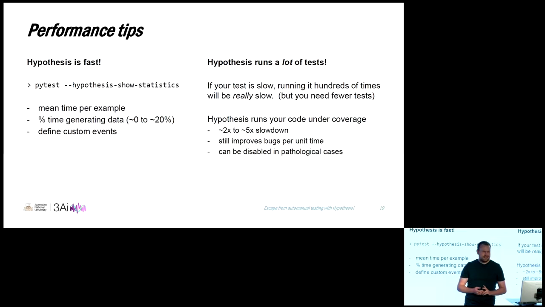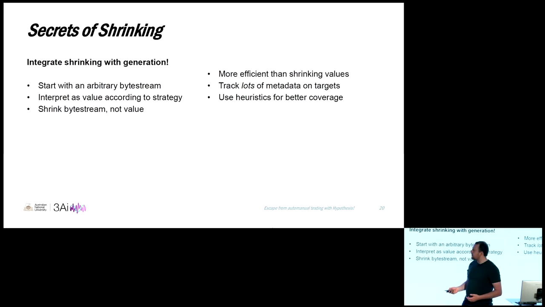Performance. Performance is a constant issue for these kinds of tests. And I'll say Hypothesis is fast. There's a statistics option. You can check how long it took to run your tests, to generate data for your tests, compare those, see the hotspots. And typically, somewhere between 0 and 20% of the time will be spent generating data to feed into the test. However, Hypothesis will run your test at least 100 times. If your test is slow, running it 100 times will not be faster. If your test is fast, running it under branch coverage, which Hypothesis does so it can tell when it's exploring new parts of the space, can also be slow. If it's pathologically slow, you can disable the coverage tracking, but it adds enough power that we recommend leaving it on in almost all cases.